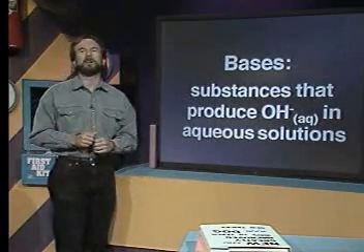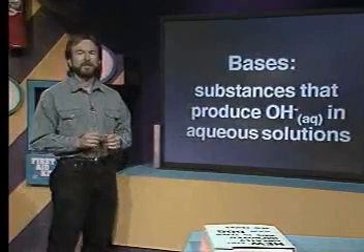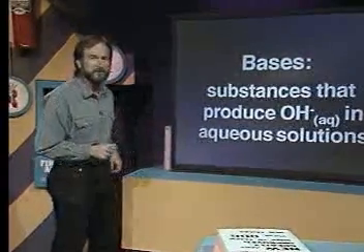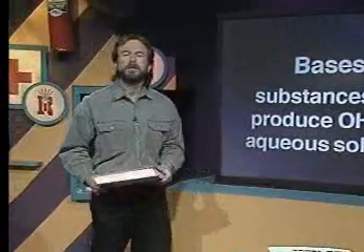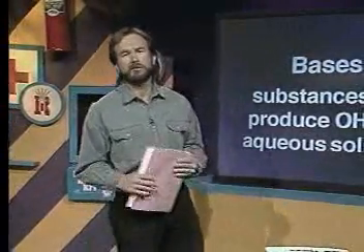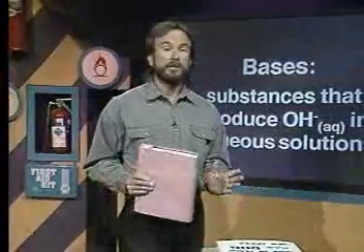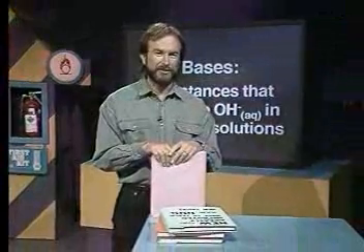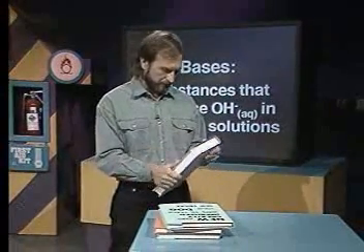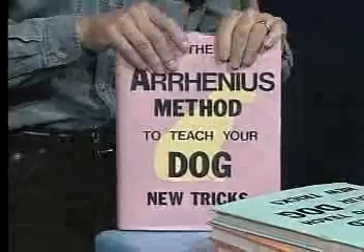But the Arrhenius model of acids and bases is limited in that not all acids produce hydrogen ions, and not all bases produce hydroxide ions. These limitations led scientists such as Bronsted, Lowry, and Lewis to develop other theories of acid-base behavior. Scientists are always engaged in examining and testing theories. Well, let's see what this book has to say.